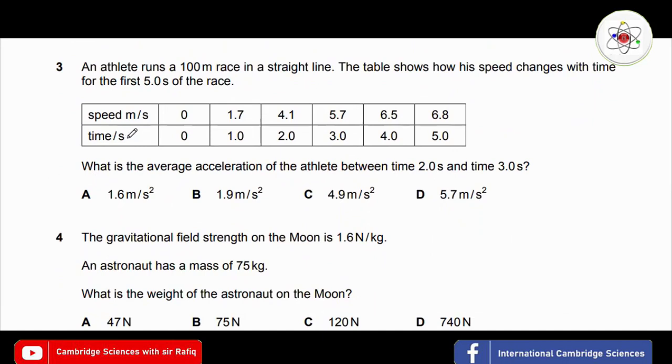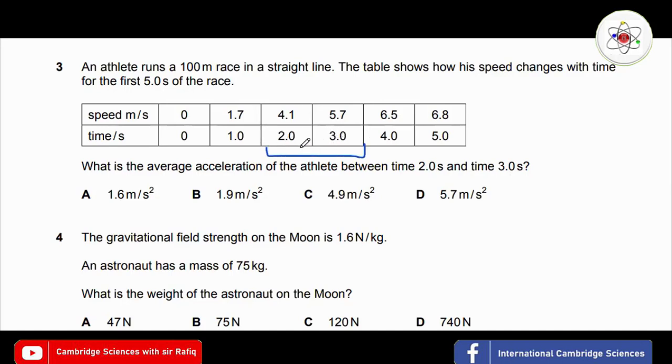An athlete runs a 100-meter race in a straight line. The table shows how his speed changes with time for the first 5 seconds of the race. The first row is showing the speed at different time intervals: 0, first second, second second, third second, fourth second, fifth second, right? What is the average acceleration of the athlete between 2 seconds and 3 seconds? So this is being asked between this duration.